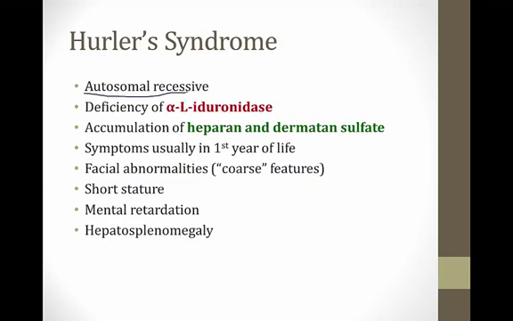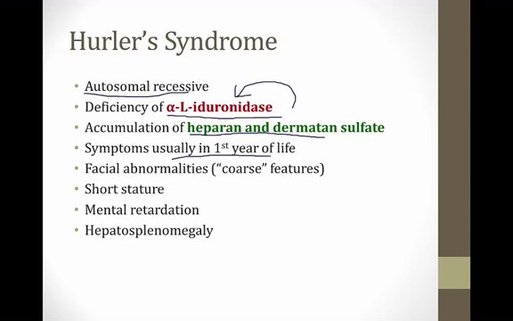Hurler's syndrome is an autosomal recessive condition, just like most of the lysosomal storage disorders, and it results from deficiency of the enzyme alpha-L-iduronidase. And remember that iduronate is an important component of heparan and dermatan sulfate, so therefore when you lack the enzyme iduronidase, you cannot metabolize heparan and dermatan sulfate appropriately. Children born with this condition typically develop symptoms in their first year of life.